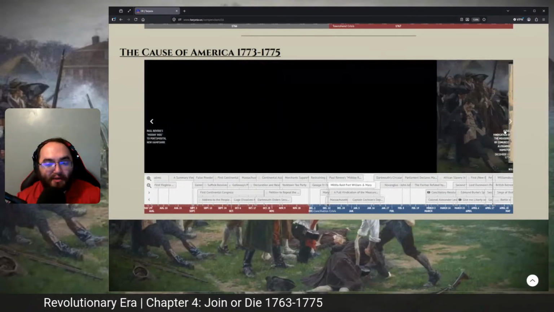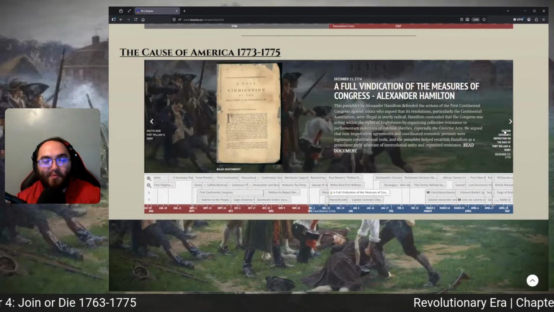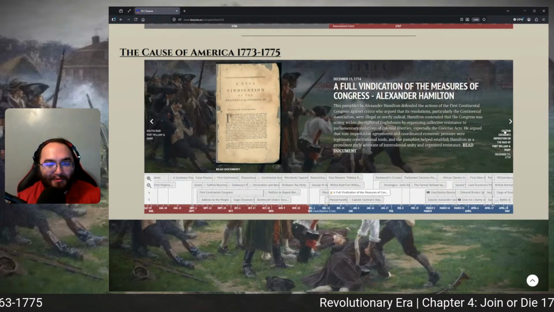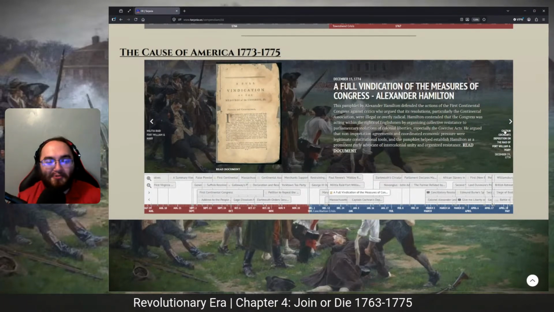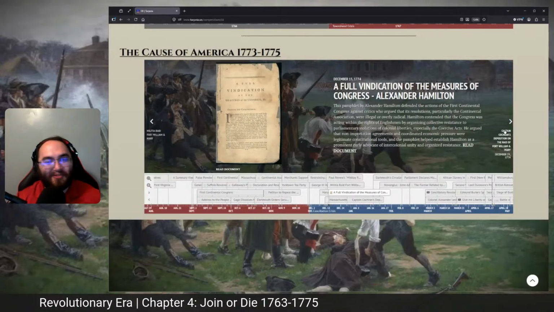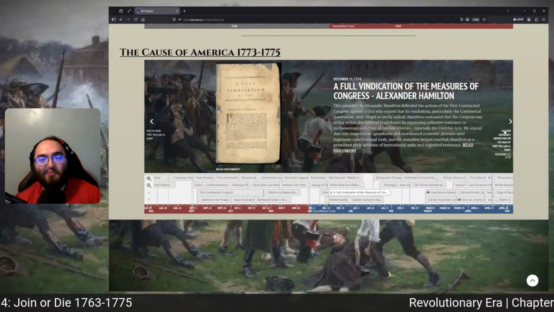And so this raid of Fort William and Mary will lead to the powder conflict, which will lead to Lexington and Concord, which will lead to the siege of Boston, which will lead to the American Revolution, and so on and so forth. So everything is one thing that leads to the next thing. That's kind of how history works.